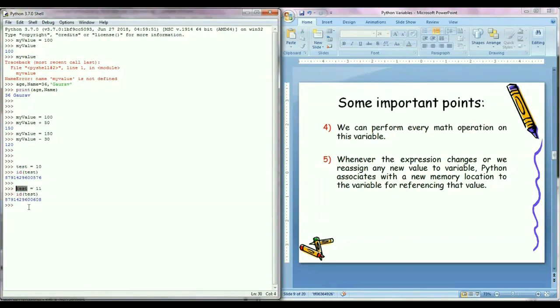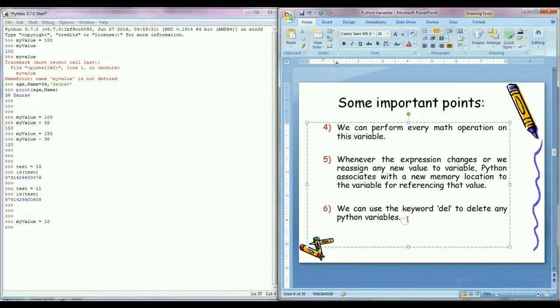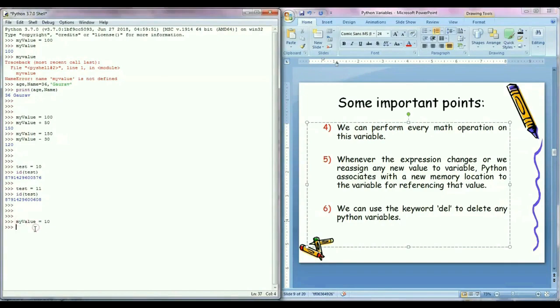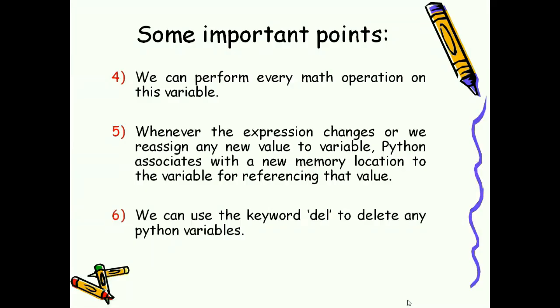When you reinitialize a variable, a new object is created, and a new connection is made between the variable and the new object, right? And the last point is if you want to delete any Python variable, you can use the keyword del. Okay, so this is all about variables.